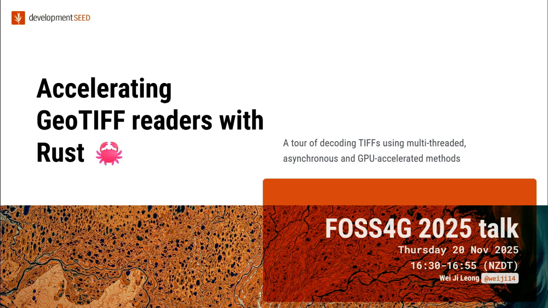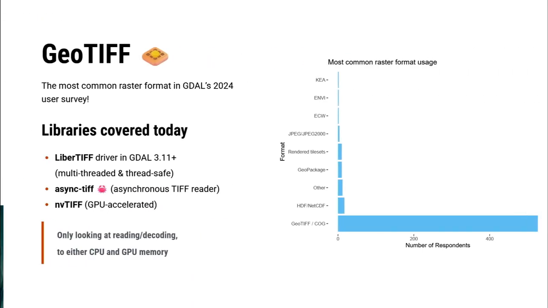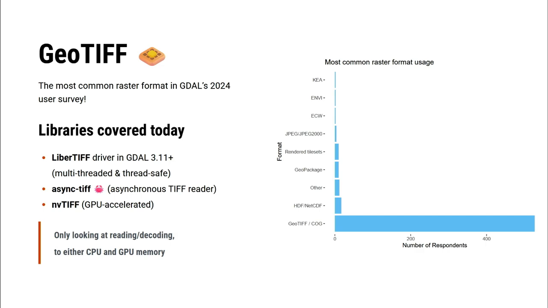Today I'll be talking about accelerating GeoTIFF readers with Rust. And yeah, let's get started. So GeoTIFFs, I don't think I want to explain GeoTIFFs. Most people should know what GeoTIFFs are. They are the most common raster format based on GDAL's 2024 user survey by a long shot.